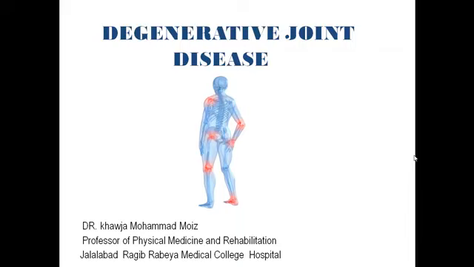Among those, the most important diseases which have an impact in the society are degenerative joint diseases and rheumatoid arthritis. In the previous classes, my colleagues discussed rheumatoid arthritis and I hope you understood it all nicely.